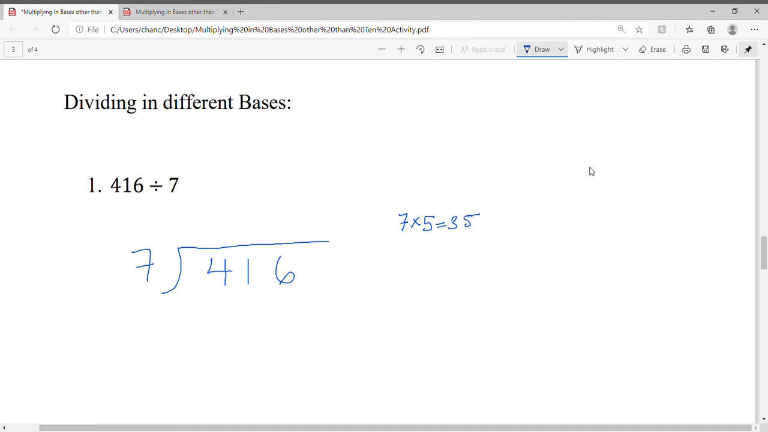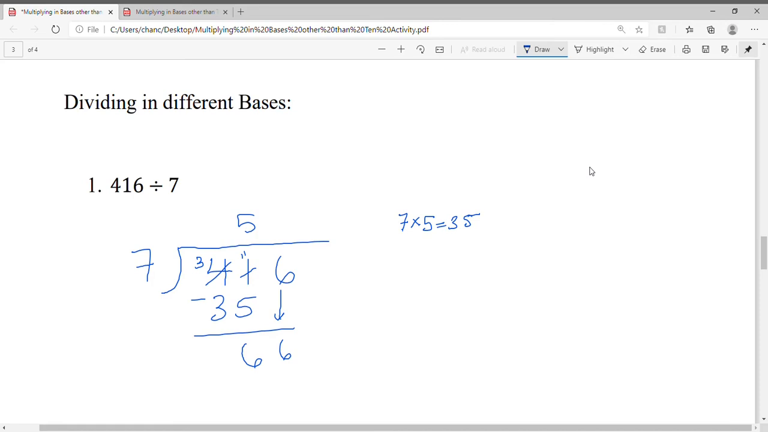So then you put a 5 up here, and then you multiply 5 times 7, that's 35. Then you subtract. To subtract, you have to borrow, so that becomes a 3, this becomes an 11. You subtract it, you get 6. Then, what do you do next? You bring down that 6, and then you repeat the process.